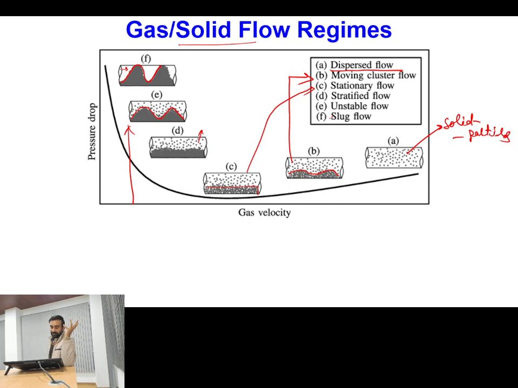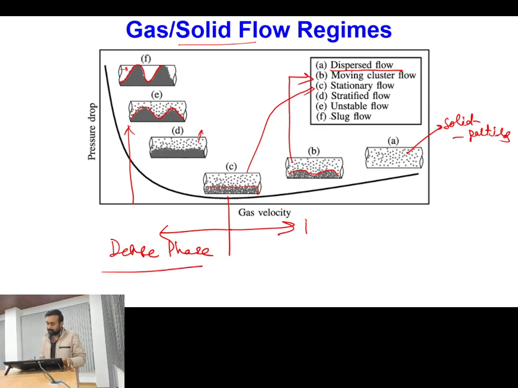And of course, in these scenarios there are lots of classifications that different people have used. The majority of these flows can be segregated into two types of conditions. One is called dense phase pneumatic transportation, and this is called dilute phase pneumatic transportation. So if you talk about pneumatic transportation systems, the major classifications are dilute phase and dense phase.